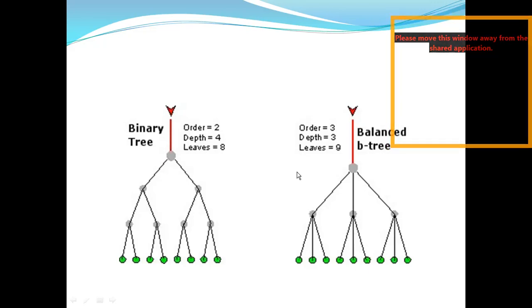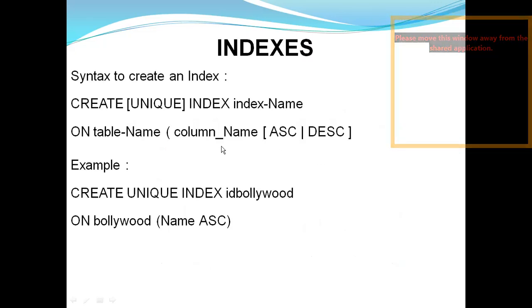Now, how to create an index is a very simple task. Syntax is create index. Unique is an optional keyword. When you use the unique keyword while creating an index, the index will not accept duplicate values. So usually we create an index without unique, because for unique, we have learned the constraint and we can apply that constraint on the particular column.